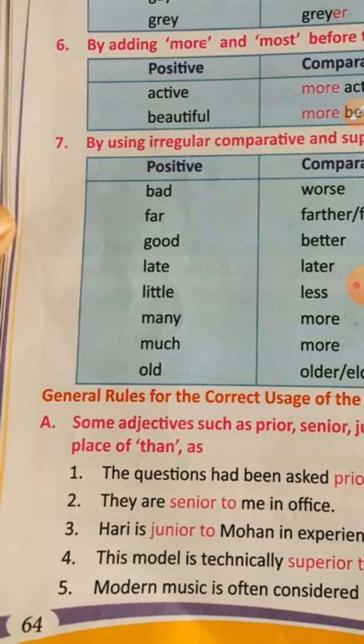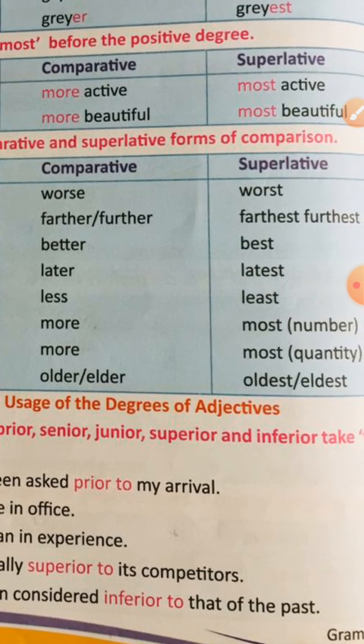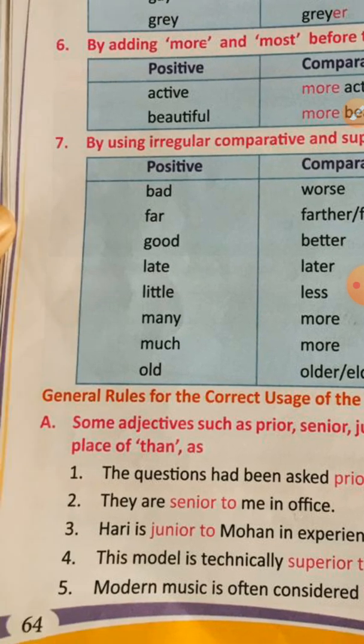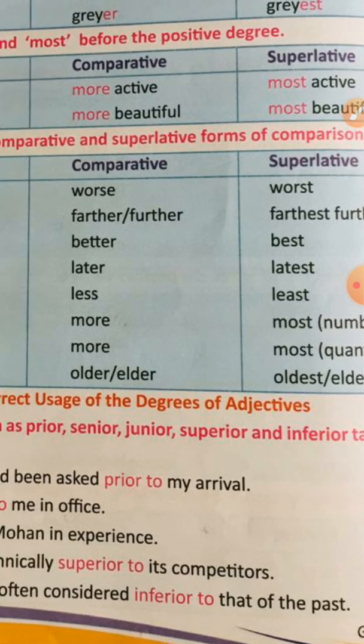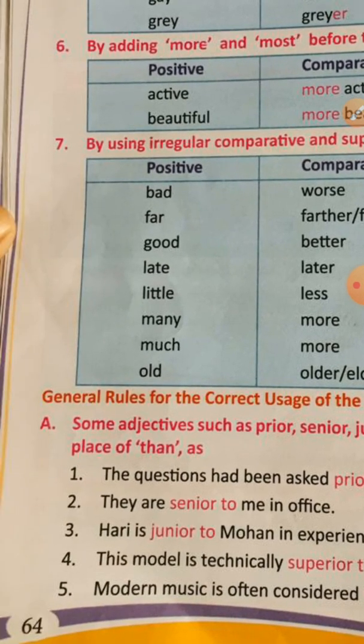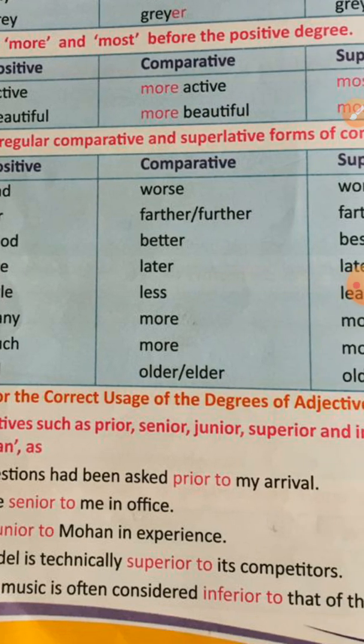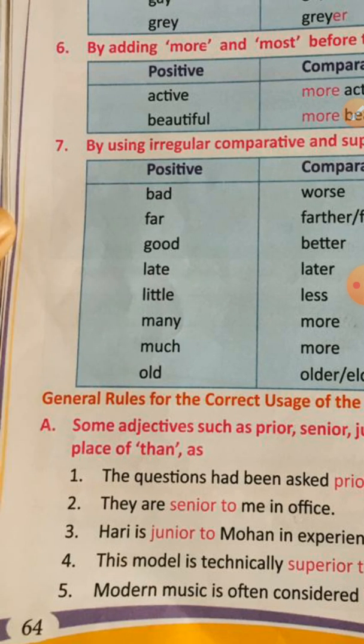Now come to the general rules for the correct usage of the degrees of adjectives. See, some adjectives such as prior, senior, junior, superior and inferior take to in place of than. They take to in place of than. For example, the question had been asked prior to my arrival. Here we are not supposed to use than. For example, they are senior to me in office. It should not be like, they are senior than me in office. It is clear to everyone.